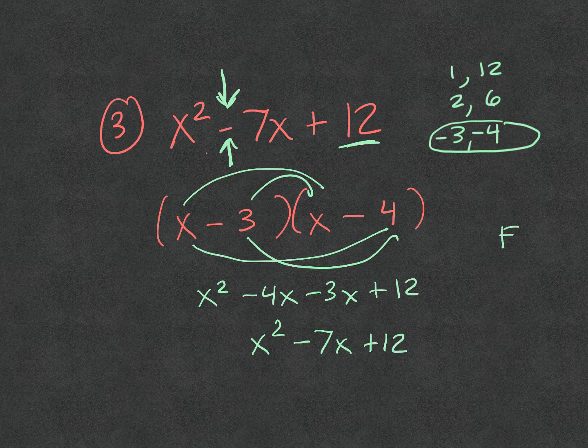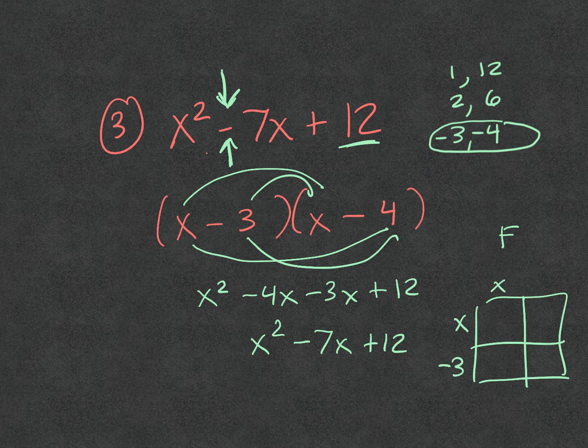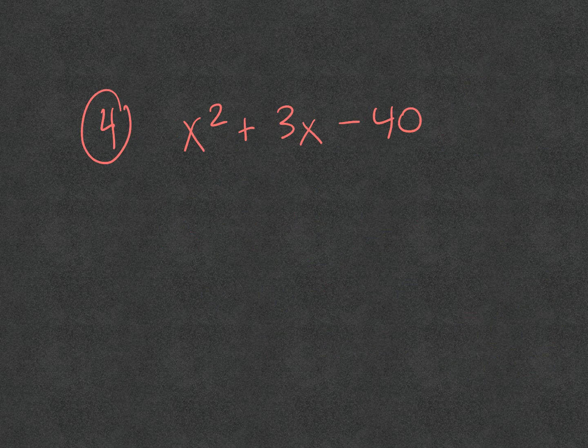So that is the other way to check. You can also check with those boxes. And I know kids in the beginning of the year had strong feelings whether they liked the boxes or whether they liked FOIL. Notice when I'm doing the boxes, I keep my negative sign here because that helps me. Then I can do x times x, negative 4x, negative 3x, and 12. You will get fast at this to where you don't need to show anything on paper. Now, I want you to stop, pause this video and try number 4.